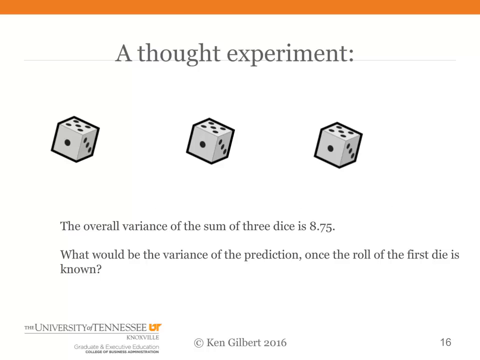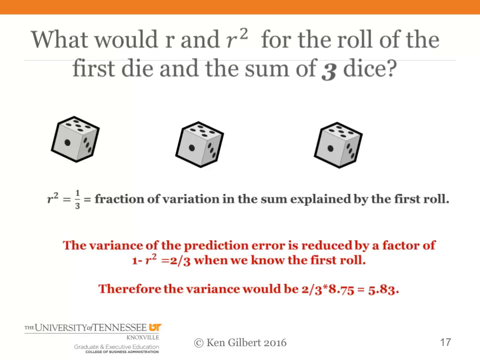If I were to tell you that the overall variance of the sum of 3 dice is 8.75, that's what it actually happens to be, you should be able to now answer what would be the variance of the prediction once the first die roll is known. The reason you should know that is you know that that first roll is going to explain 1/3 of the variance, and the other 2/3 is what is going to be left. Okay, here's the math, and it turns out that the first roll is going to explain 1/3 of the variance. So we're going to have 2/3 of it left. And so the new variance would be 2/3 of 8.75, or 5.83, which it's not a coincidence that that happens to also be the variance that you get when you sum 2.